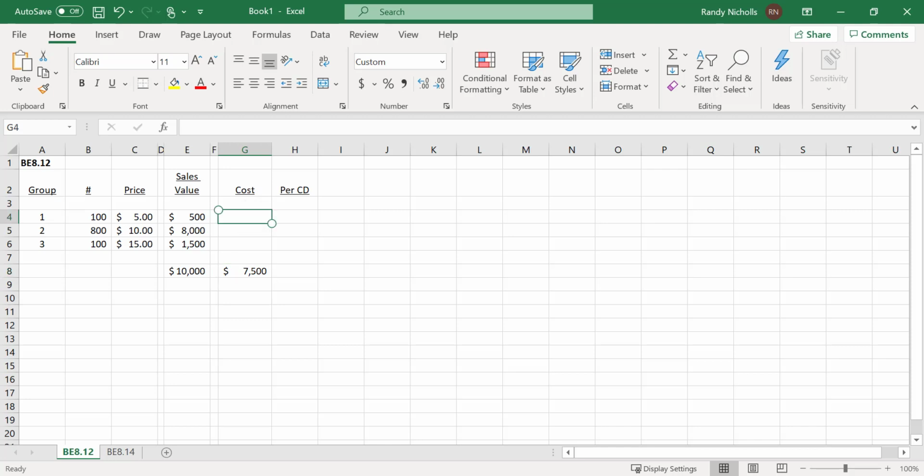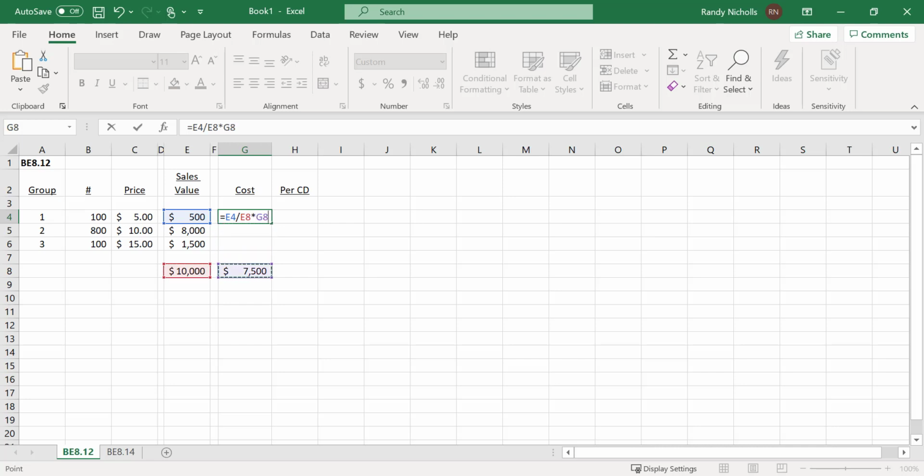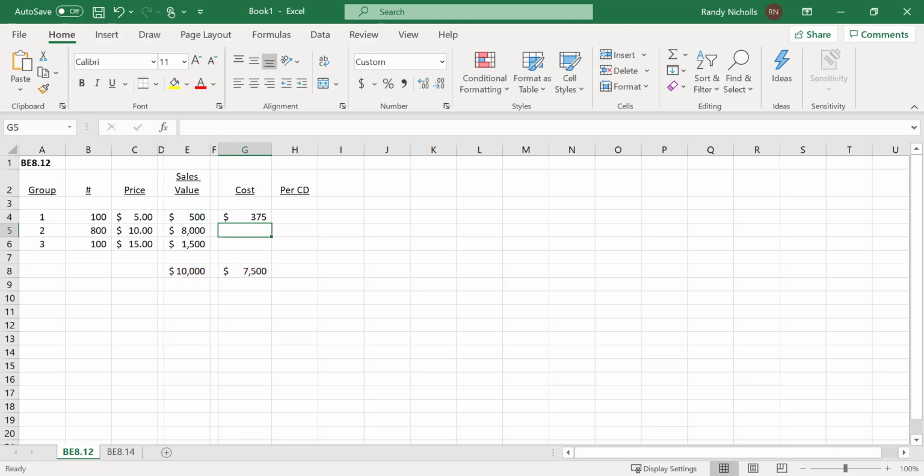So if you watch the formula here, the relative sales value, these first CDs are worth $500 out of a total sales value of $10,000. So that's going to give me the proportion of the purchase price that should go to these CDs, and that proportion times 7,500 is what's going to get allocated to those.